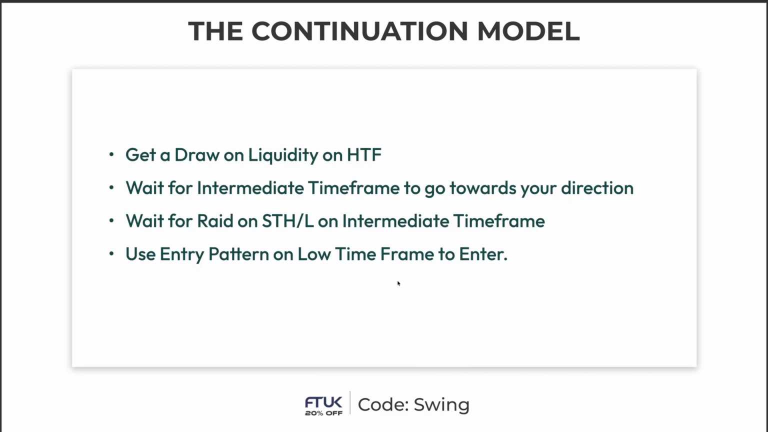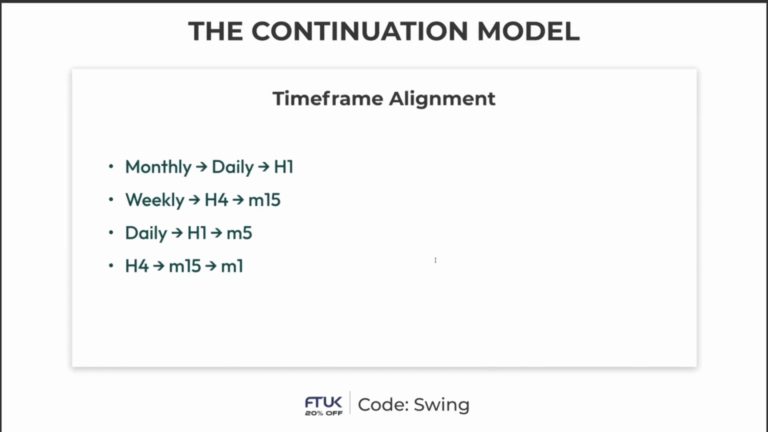So here's again a summary of it. Get a draw on liquidity on the higher time frame, wait for the intermediate term time frame, or the middle time frame, to go towards your direction, and then wait for a raid on a short term low or high on your middle time frame, and then use an entry pattern on the low time frame to enter. You can use any of the entry patterns that I've taught you in this course.